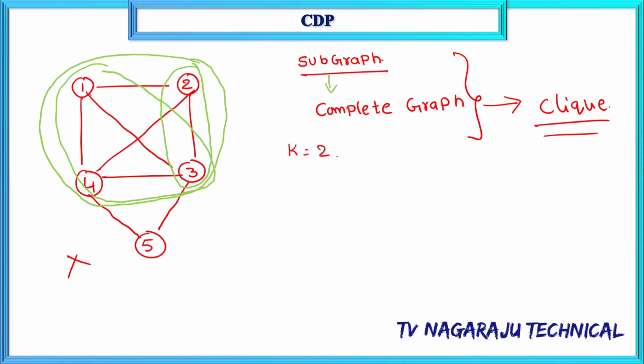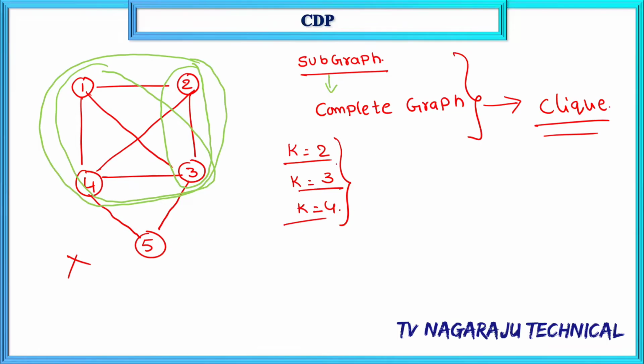Suppose k is equal to 2. With 2 vertices, one clique is formed. Suppose k is equal to 3. K is equal to 4. These are the maximum possible, with 2 vertices, 3 vertices, and 4 vertices. Anyway, with 5 vertices, this is not a complete graph.